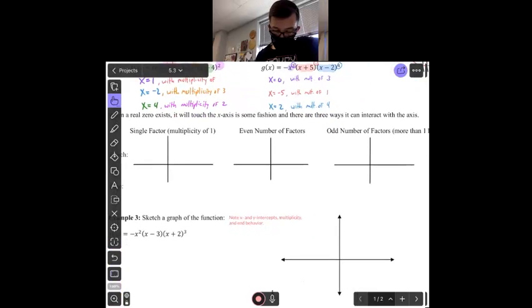So there are 3 ways that it shows up. When we talk about these real zeros and the way that they touch or interact with the x-axis, whether the graph will interact with the x-axis at those points depends on the multiplicity. There's just 3 basic ways that it'll happen. So I've just sketched out some quick sets of axes.